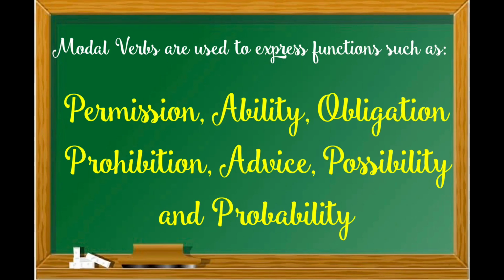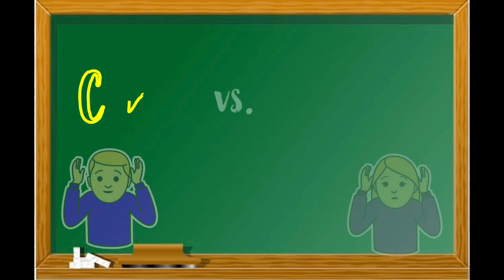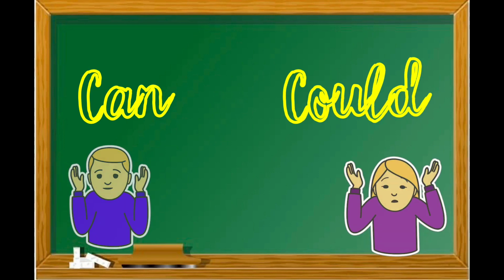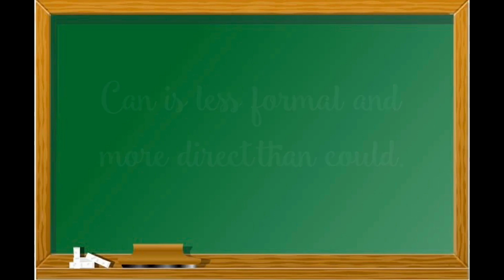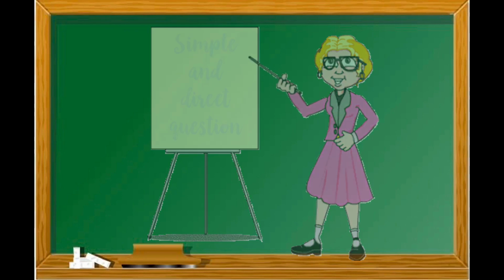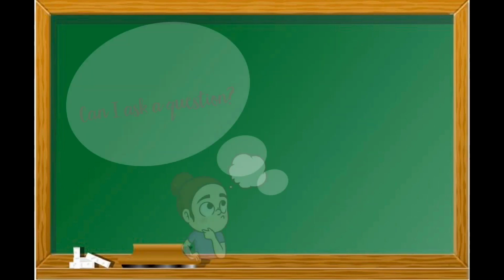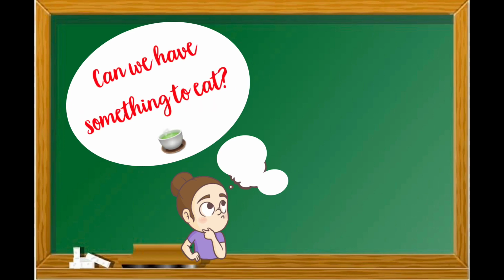Modal verbs are used to express functions such as permission, ability, obligation, prohibition, advice, possibility, and probability. Use the modal verbs of permission, can or could, to indicate whether someone has permission to do something or not. Can is less formal and more direct than could. When asking in a simple or direct way, we can use can. For example, can I ask a question? Can we have something to eat?